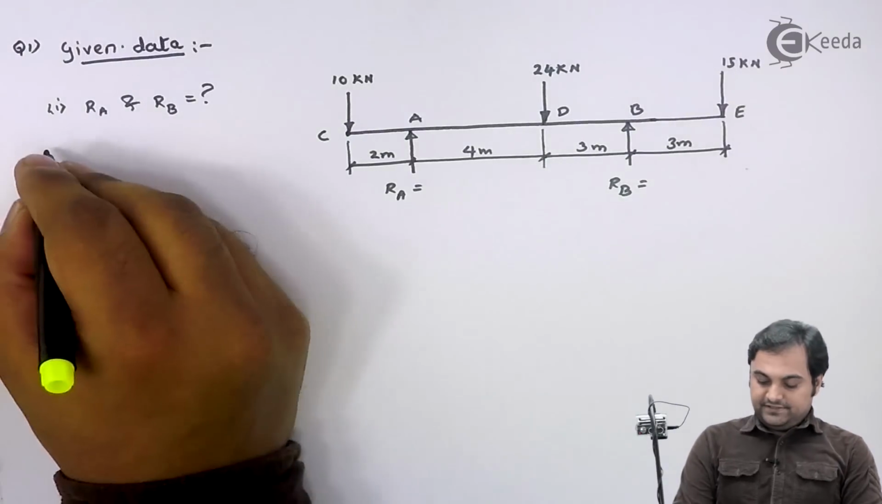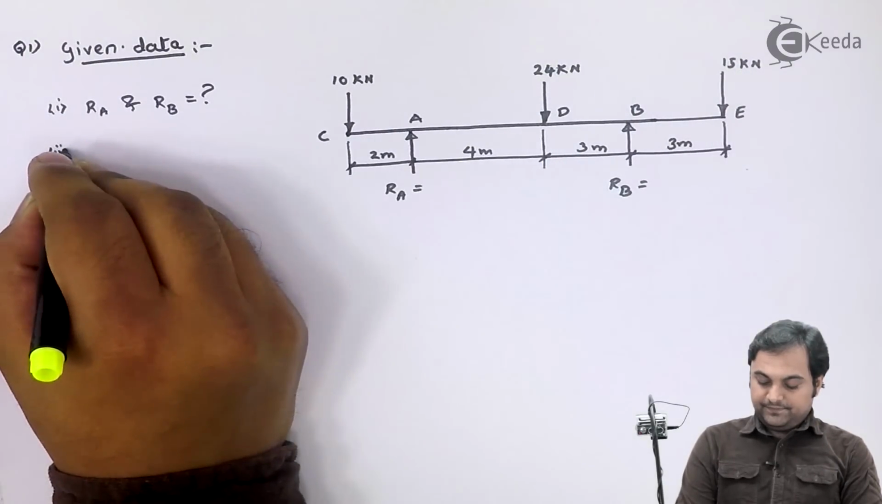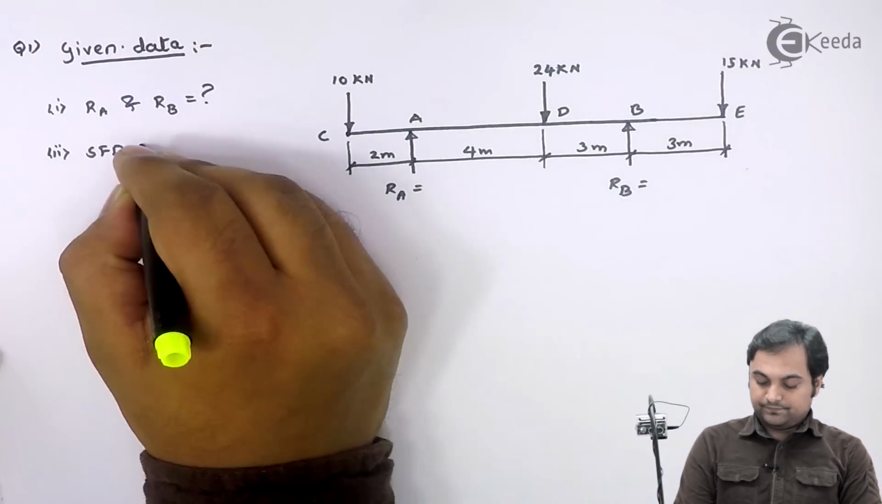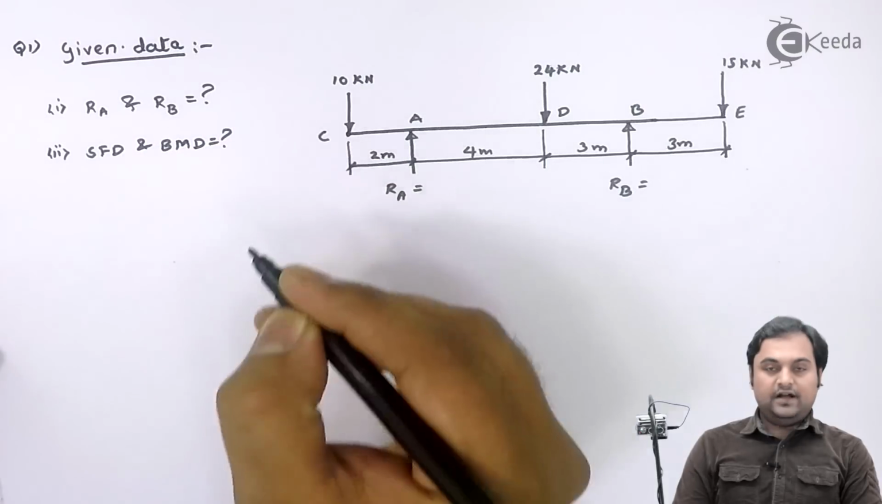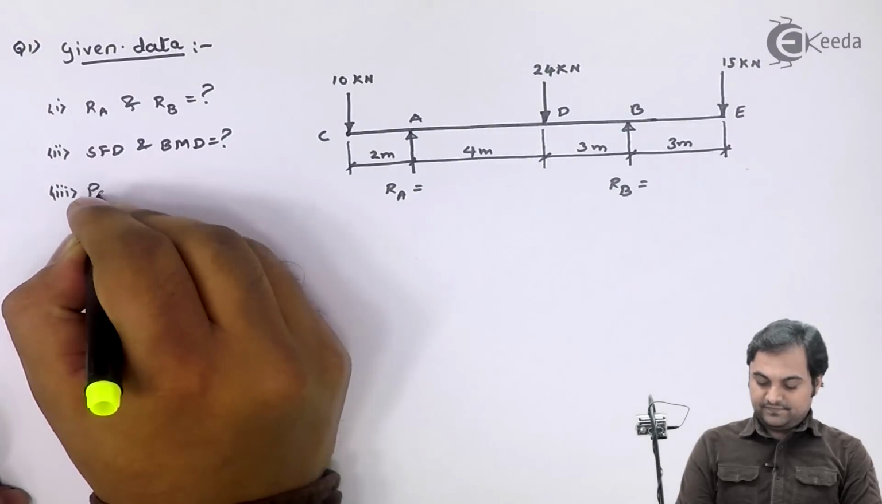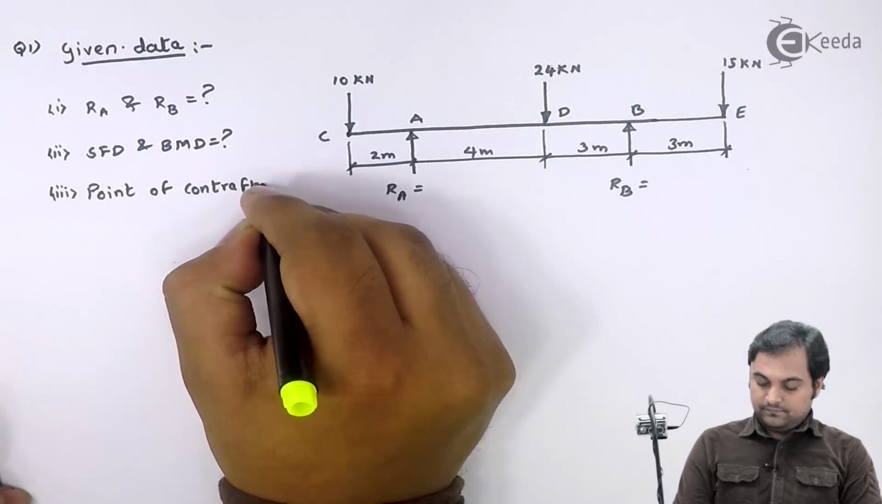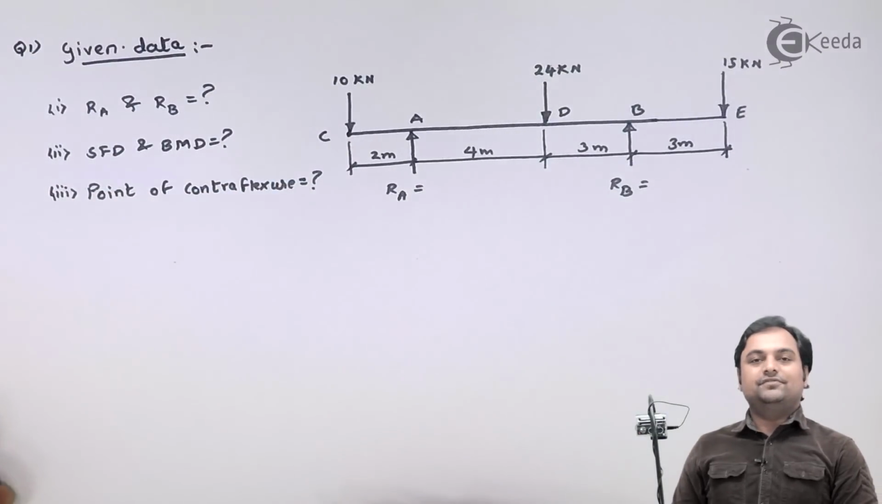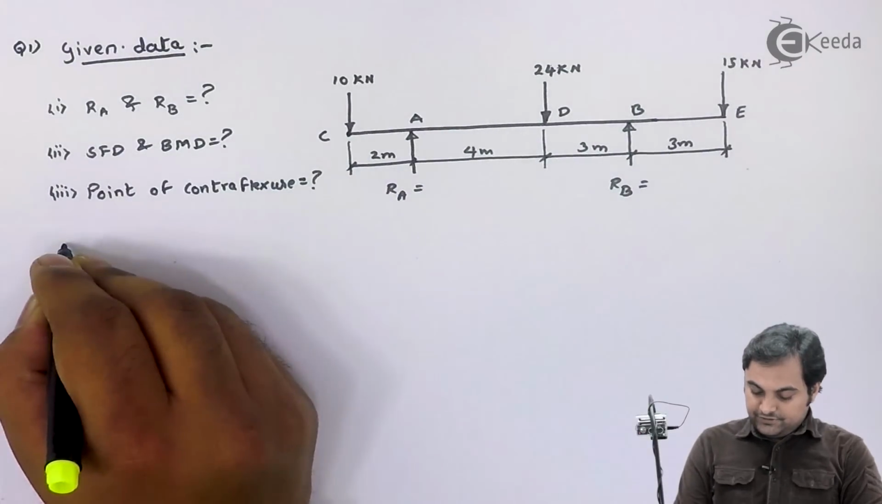The next part is, we have to calculate SFD and BMD, and after that we have to find the point of contraflexure. So this is the question which we have. I'll write the solution for this.